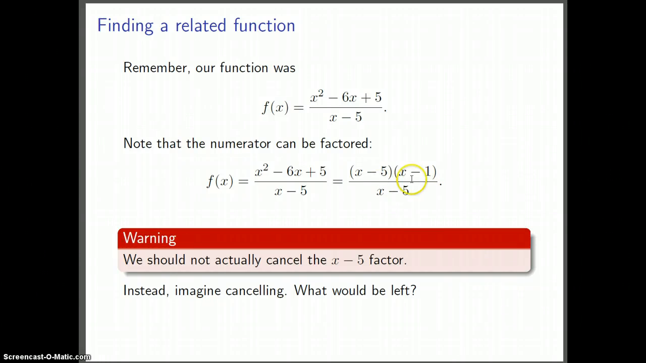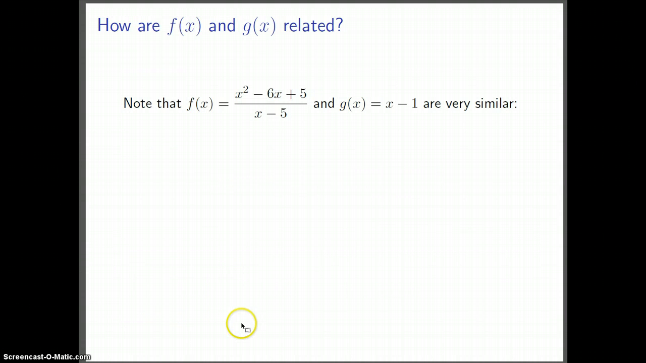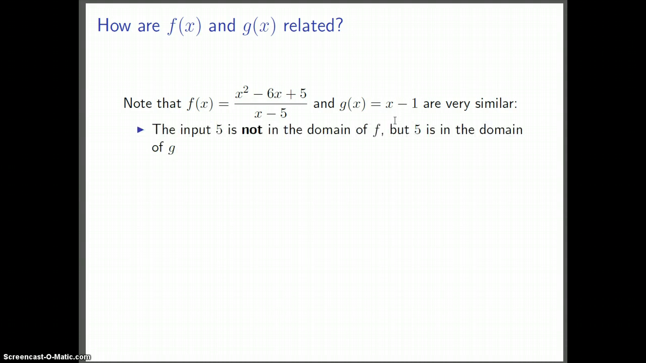Then what we'd have left is this x minus 1, and that suggests defining a new function. I call it g of x, and its formula will be x minus 1. So our old function, f of x, and our new function are actually very similar, even if they don't look very similar in terms of their formula.